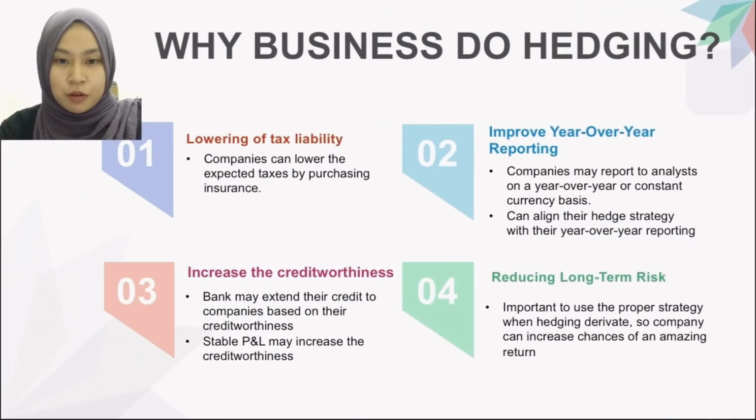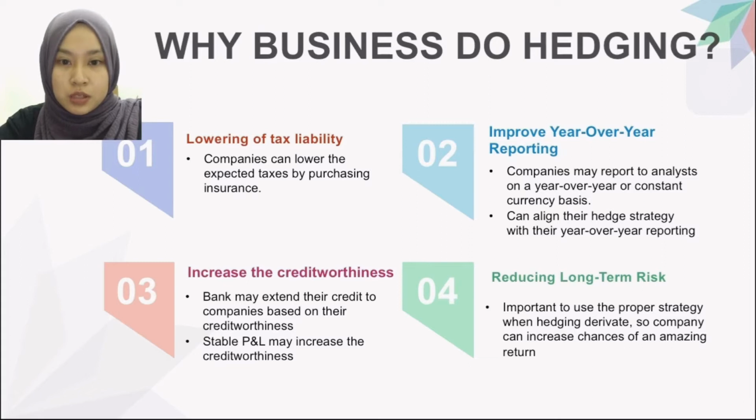In this slide, we will discuss why businesses do hedging. Of course, the first one is lowering the tax liability. Usually a company can lower their tax liability or the expected tax by purchasing insurance for their company. The second one is that the company wants to improve year-over-year reporting, whereby companies may report to analysts on a year-over-year or constant currency basis that can align their hedge strategy with their year-over-year reporting.